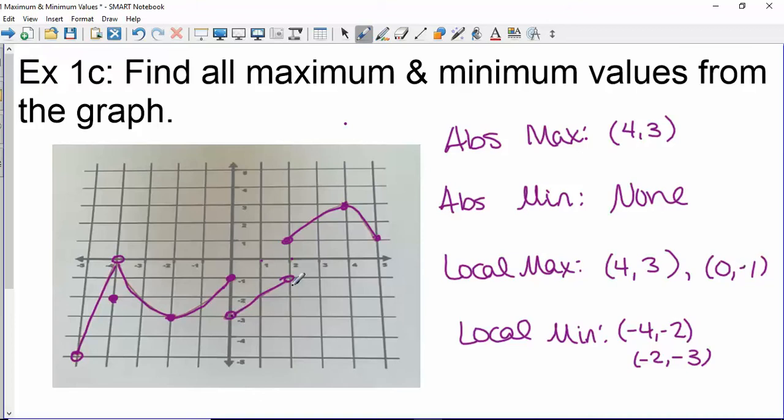Can this point count for anything? No, because it's open. Can this one count for anything? No, because it's open. Okay, here's a closed circle. It's higher than the points on the left, but is it higher than the points on the right? Nope, so that's nothing. We already did this one. Can an endpoint be a local maximum? Nope, so we're done. Is that okay with everybody?